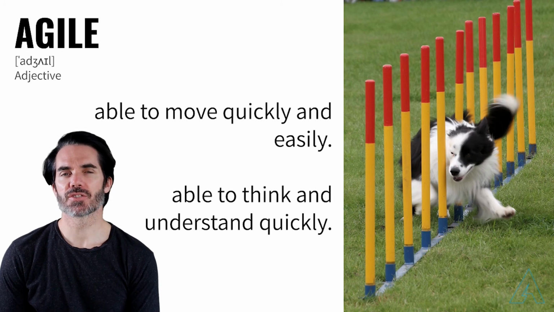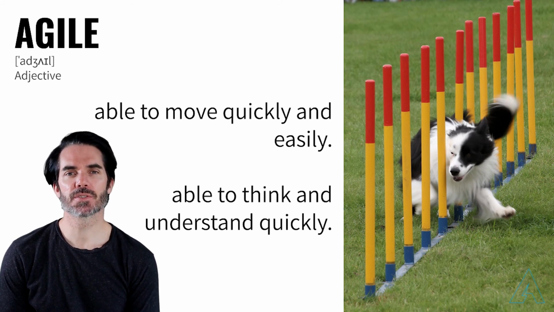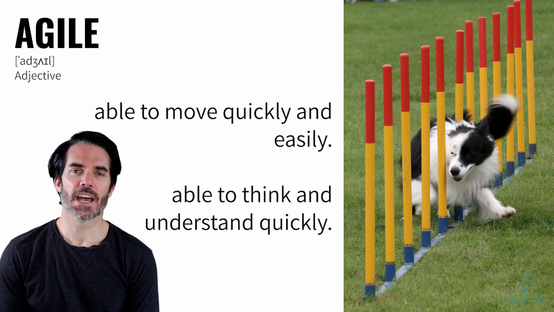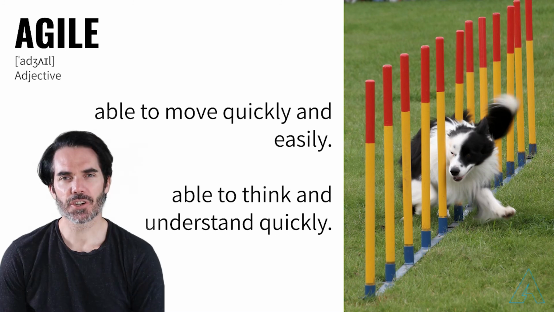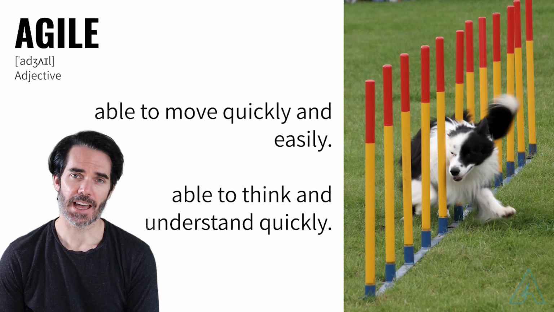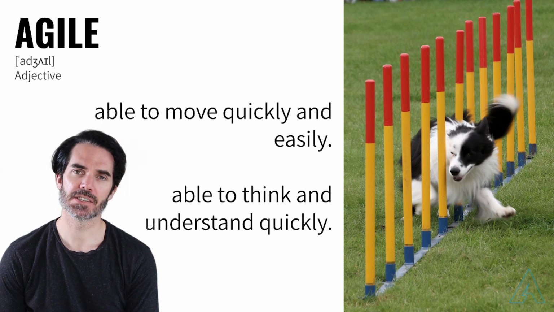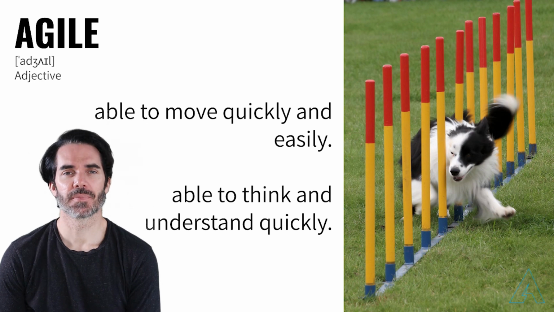But what's the dictionary definition of Agile? The word Agile comes from the Latin agere, meaning to keep in movement or set in motion, and from the related adjective Agilicist, meaning quick and nimble. So Agile can be defined as being able to move quickly and easily, and being able to think and understand quickly. Who doesn't want to be like this?